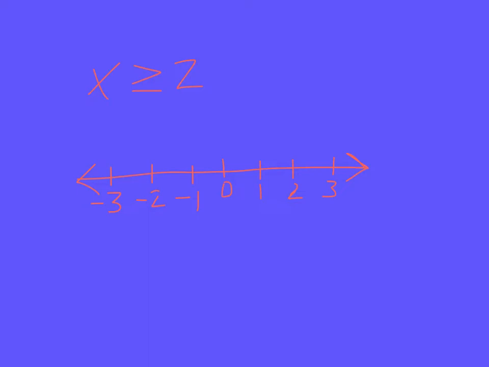So now because this number is 2, that's where I put my circle. So my circle goes there, but then I have to look at this part of my inequality, and that will tell me whether I color in the circle or I don't. The last one I didn't color it in because it did not have a line under it.